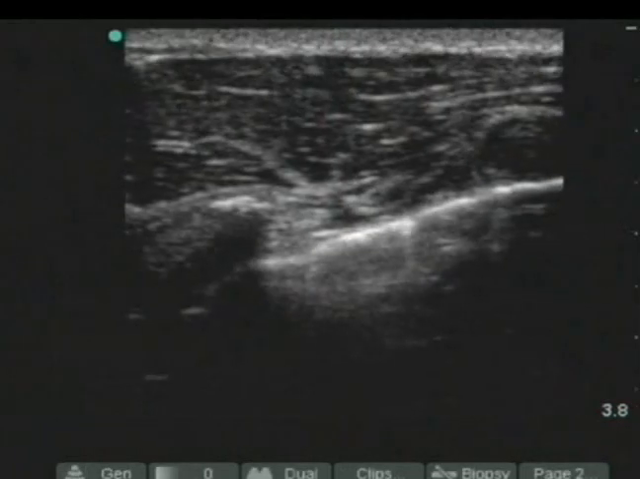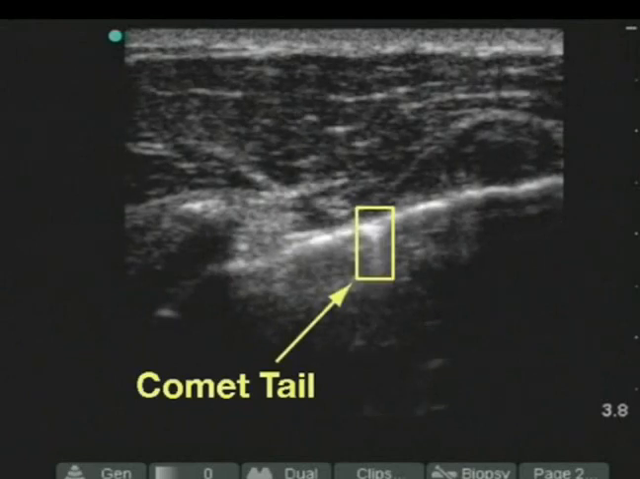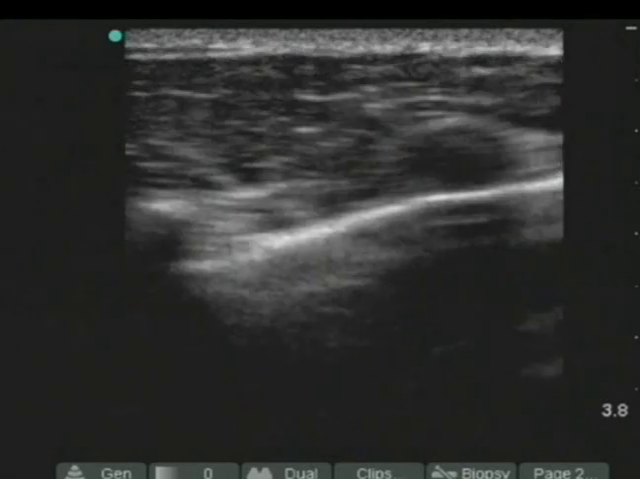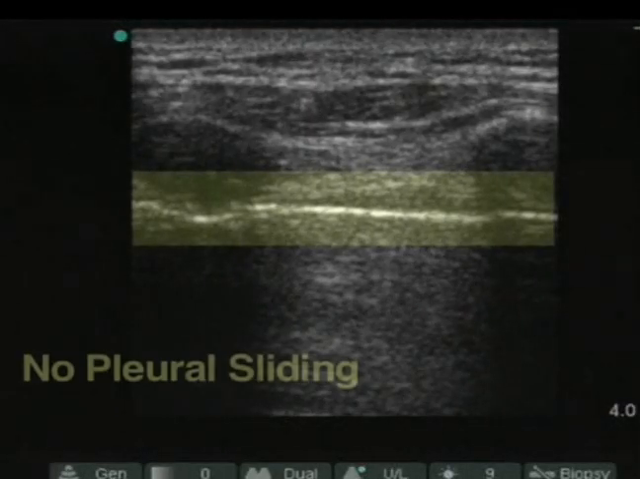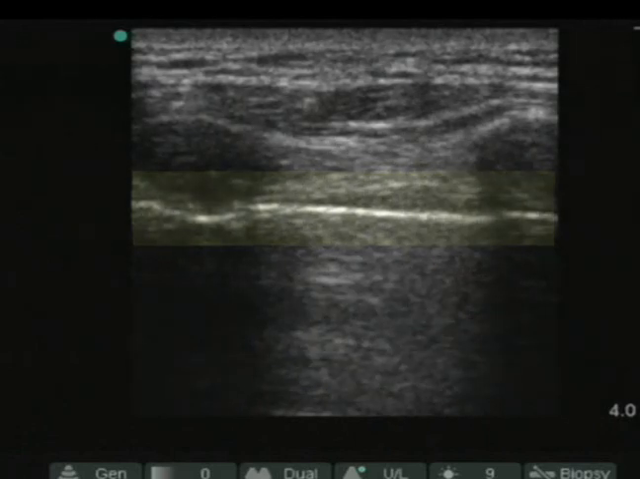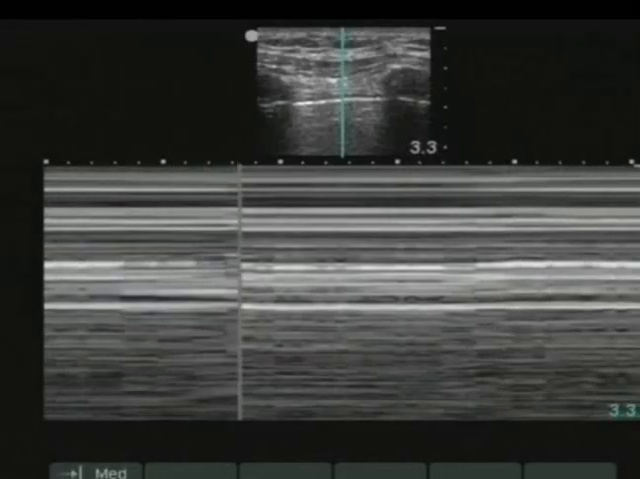Comet tail artifacts, also known as B-lines, are echogenic reverberation artifacts tapering from the pleura into the far field, indicating the absence of a pneumothorax. In a pneumothorax, air separates the visceral pleura from the parietal pleura, so there is no pleural sliding, no B-lines or comet tail artifacts, and no evidence of movement on M-mode or Doppler.